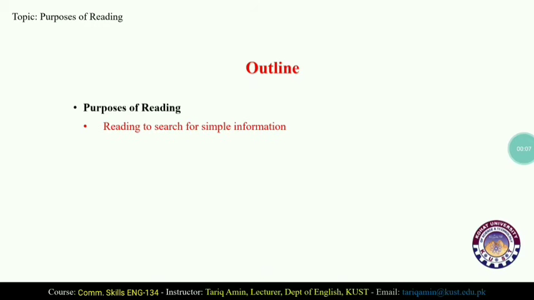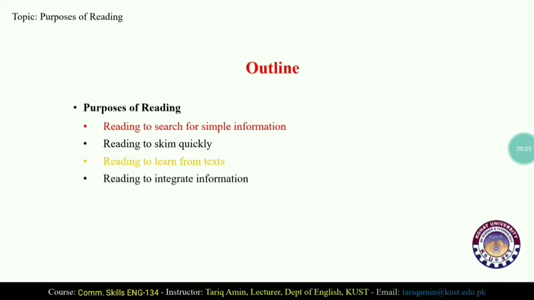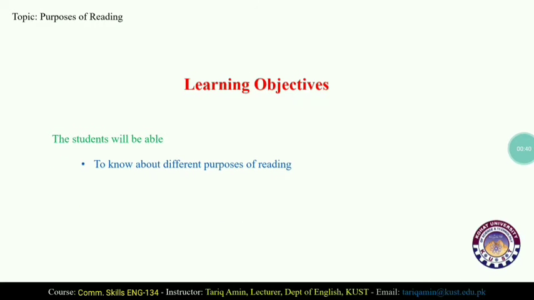There are different purposes of reading, but we are going to discuss just 6 purposes of reading. The very first one is reading to search for simple information, reading to skim quickly, reading to learn from texts, reading to integrate information, reading to write and critique texts, and the last one is reading for general comprehension. Learning objectives are that the students will be able to know about different purposes of reading.